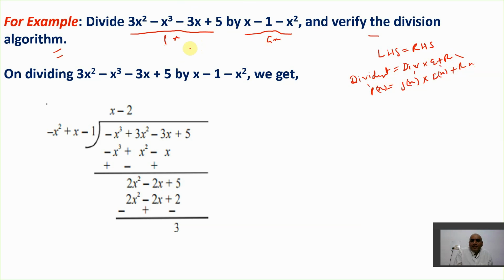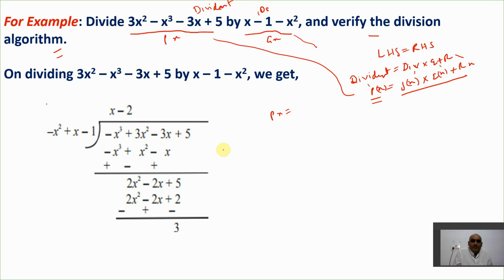So that means this P(x) is equal to, this is the basic thing out there. P(x) is a polynomial, the bigger polynomial. There is a smaller polynomial G(x), so this is actually a divisor, and this is the dividend. I hope you get this point.